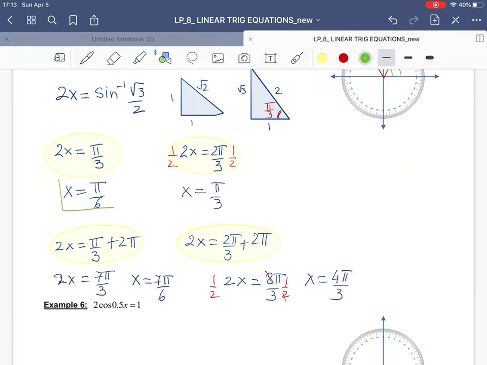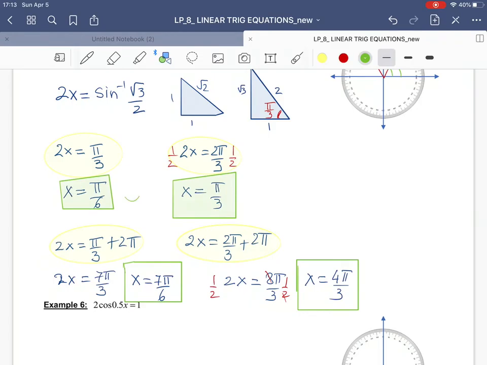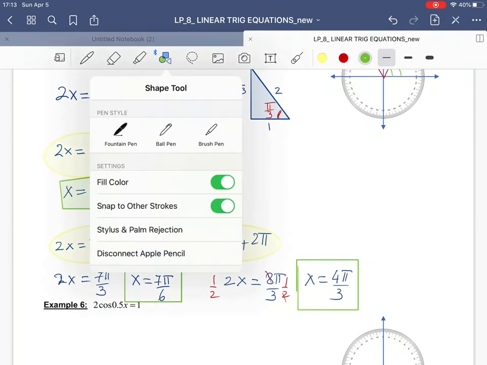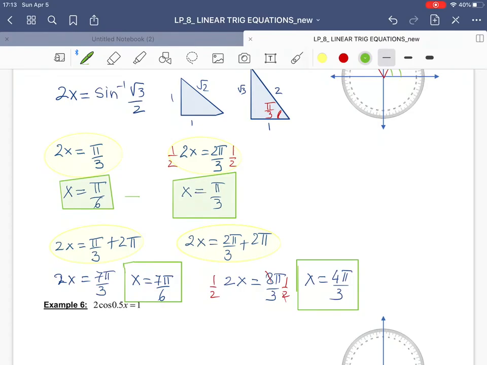So we have one solution here for x, pi over 6. The next one, pi over 3. 7 pi over 6. Oopsie. And 4 pi over 3. So, interesting. Okay, so here we are. And now we are going to move on to the next example.